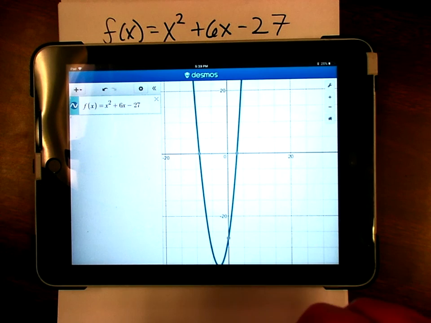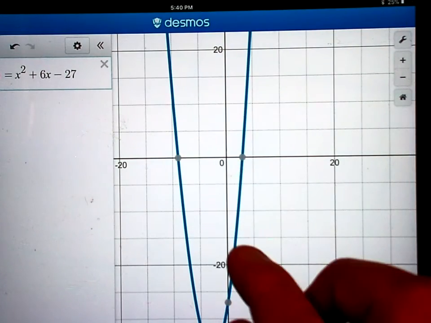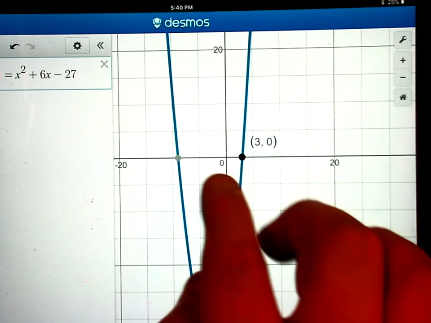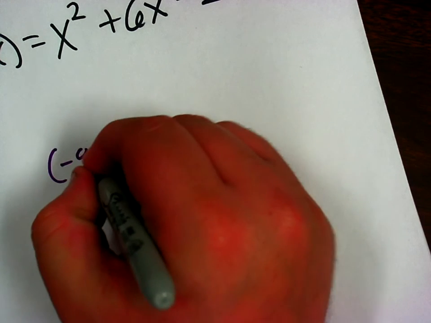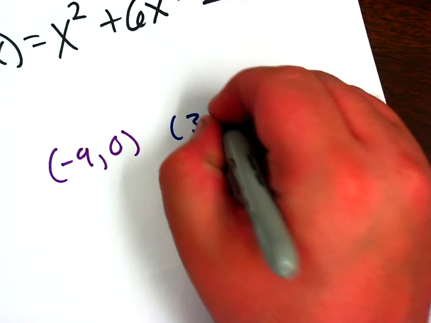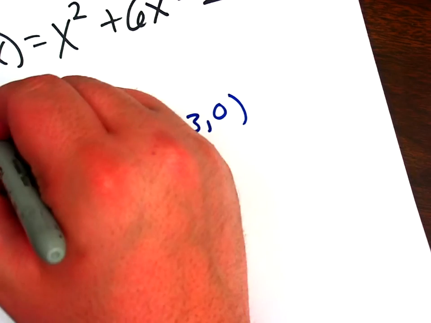You can see if we tap on here, we're going to get gray dots. Let me zoom in a little bit. See the gray dots? Tap on it again, you get gray dots, and then tap on your zeros. It'll tell you what the values are. So our zeros are negative 9 comma 0 and 3 comma 0. So here, my zeros are negative 9 comma 0 and 3 comma 0. Okay, so that was finding the zeros. First, we're going to find the zeros.